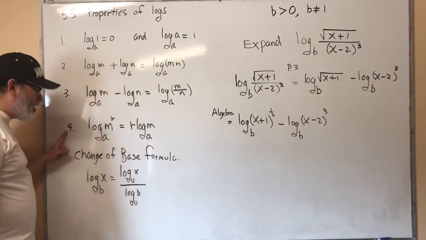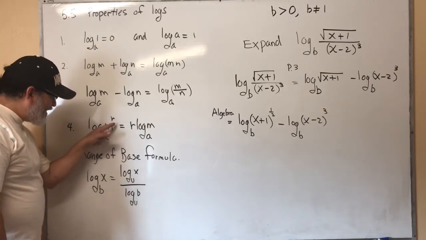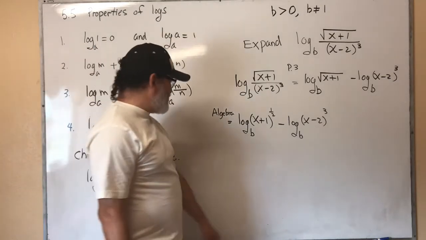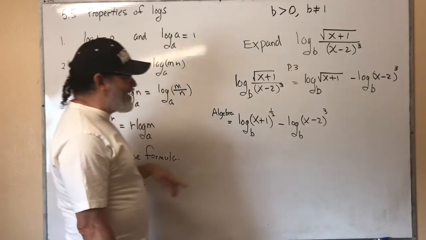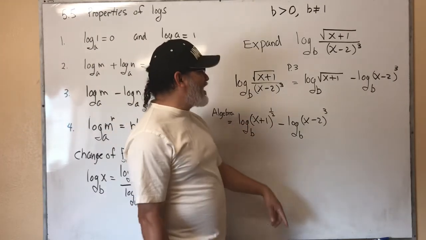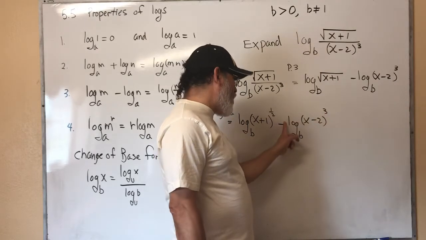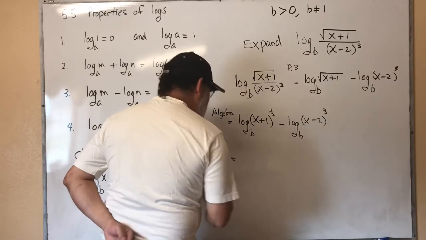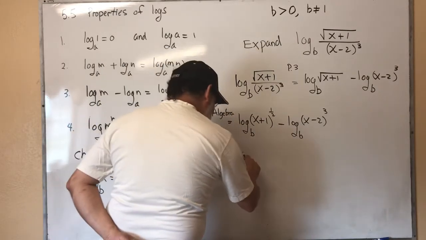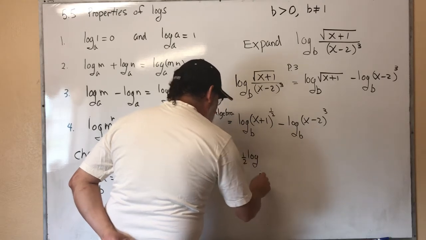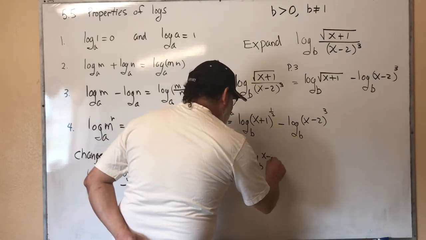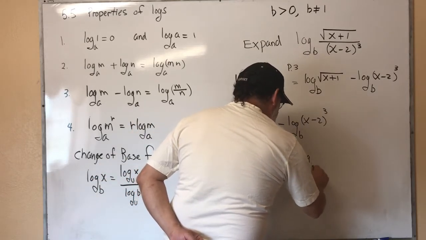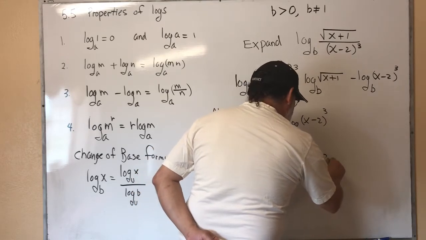You see property number 4? If I have a power, it can come down to become a coefficient. Okay? By property number 4, I can bring this half down. I can bring this 3 down. Okay? Let's do that. Power come down. Half the log base b of x plus 1 minus 3 the log base b of x minus 2.